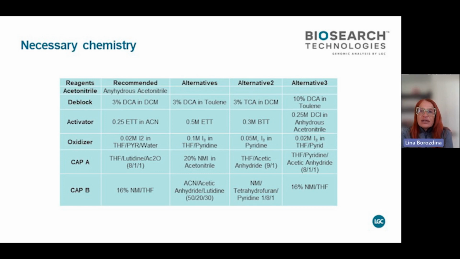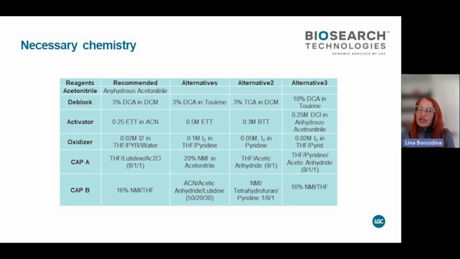The oxidizer, there are different combinations of oxidation. There is 0.02 molar iodine in water. There's 0.1 molar iodine in water, which is the highest. Then there is 0.05 molar iodine in pyridine, or different solvents like THF, pyridine, water. Water is important for the oxidizer because that's where it gets its oxygen in combination with the iodine. The color of this reagent is kind of like the color of coffee.